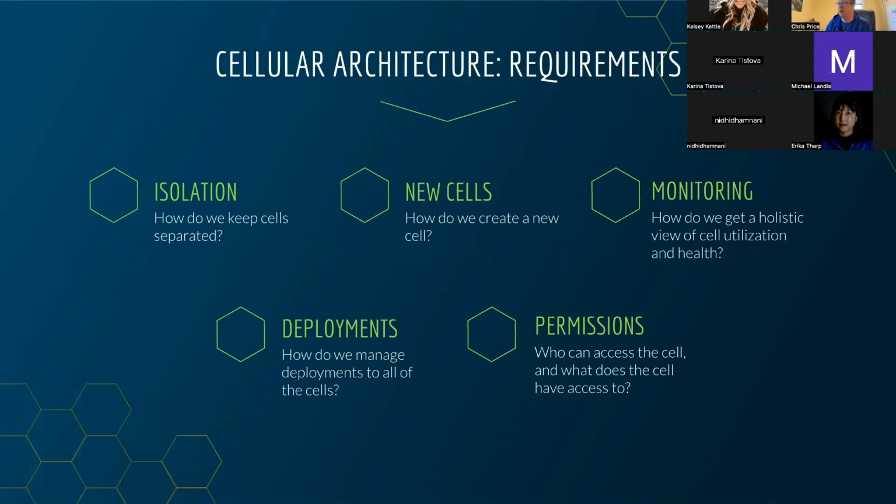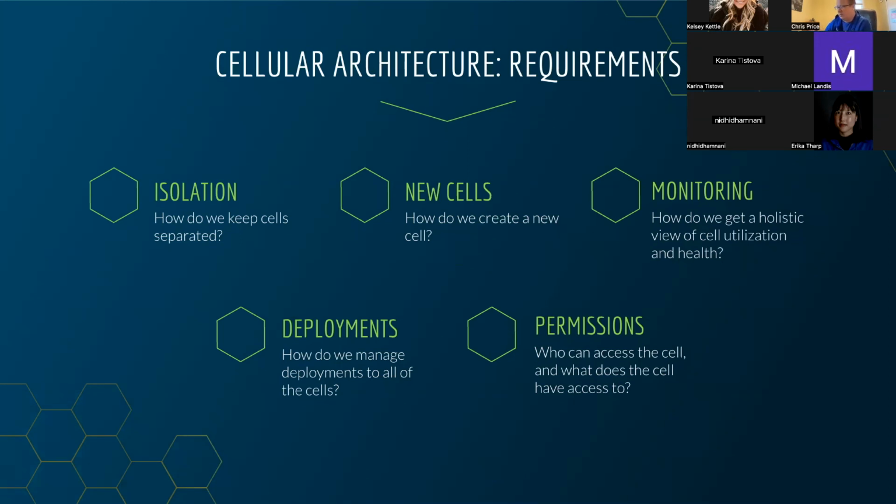We have to figure out how to solve the isolation problem to keep our cells separated from one another. We have to figure out how to create new cells, how to monitor all of our cells, their health and utilization across the whole scope of our cells, rather than having to check on each one individually. We talked about all three of those in my previous talk, so I won't go into those quite as much today.